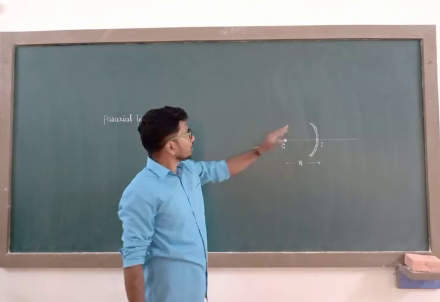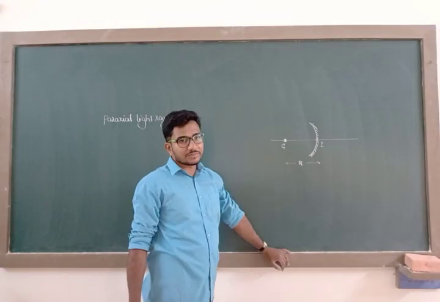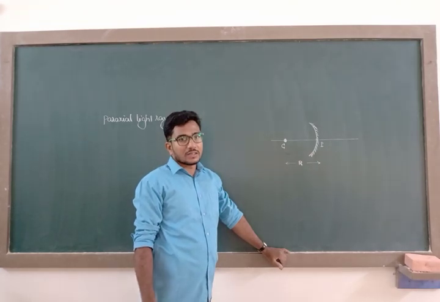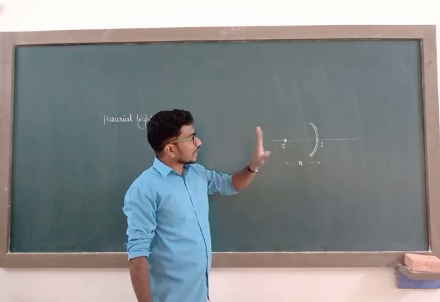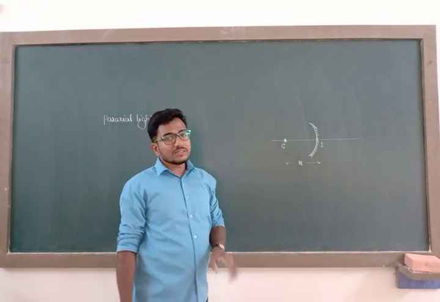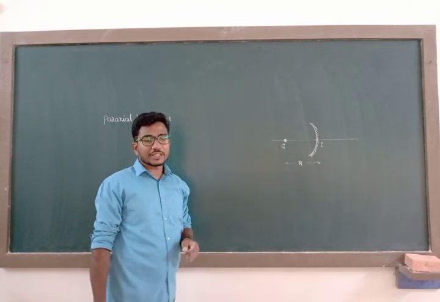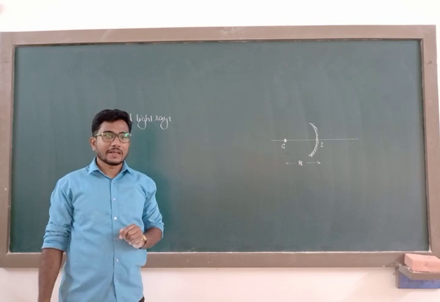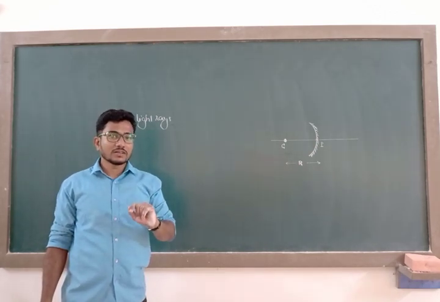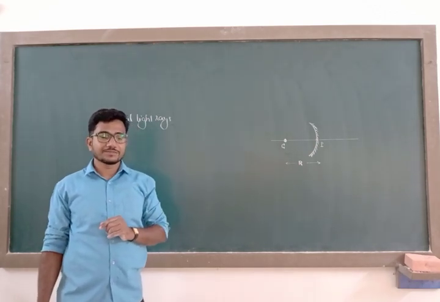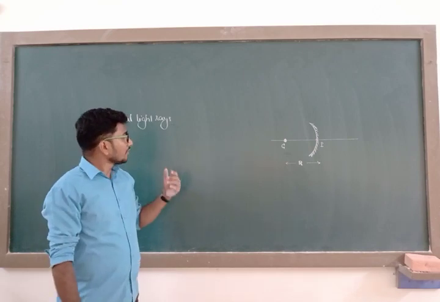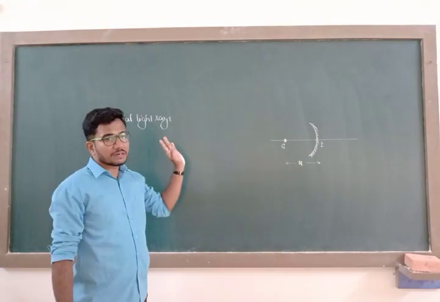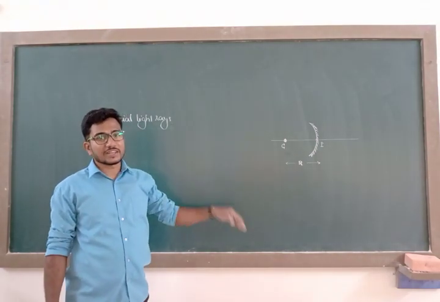So what is the need to prefer paraxial light rays? Because the angle of incidence and angle of reflection made by the paraxial light rays are very small as compared with marginal light rays. For that reason, we are going to prefer paraxial light rays instead of marginal light rays.